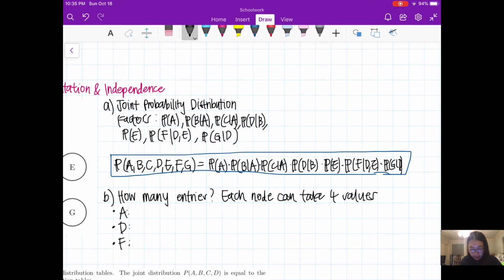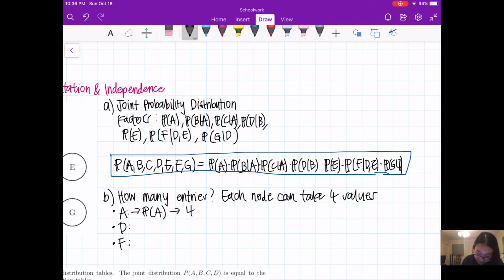So the best way to determine, for these nodes, what the table would be, and then we can get the number of entries based on how many nodes there are, because we know for each node there will be 4 values. So we can look at the factors that we wrote before, and we see that A was just the probability of A. So that means that there's only one node, so it can only take on 4 values.